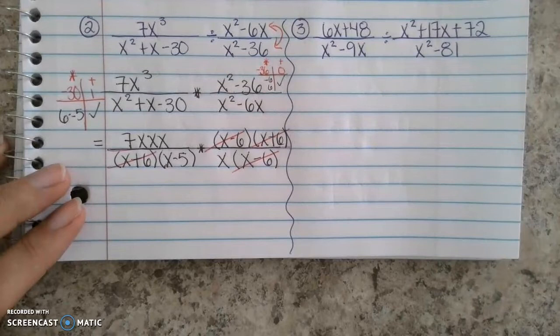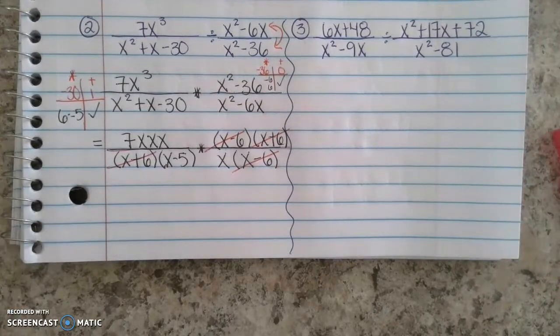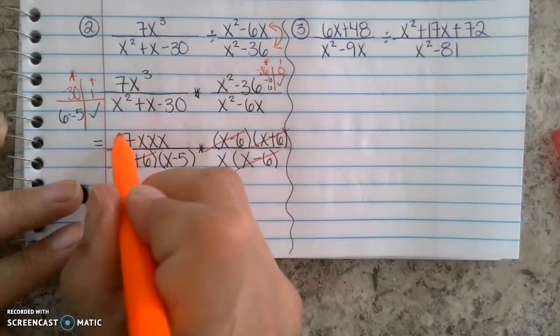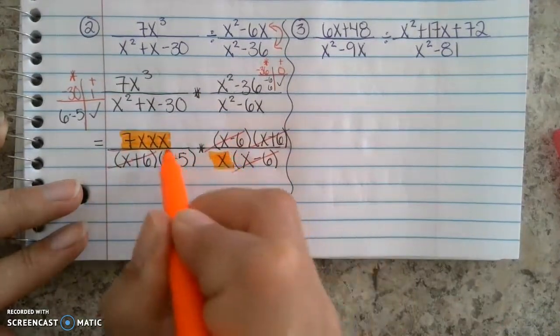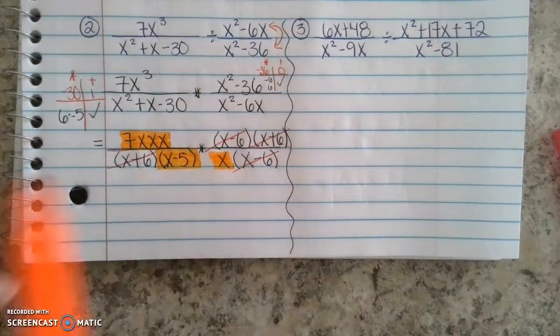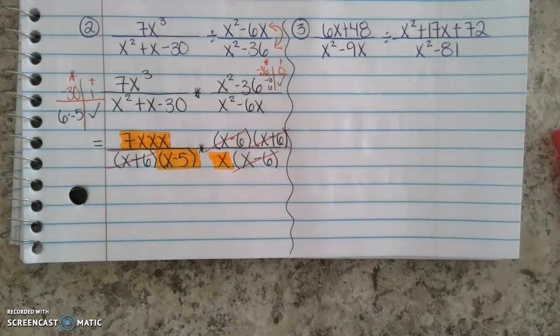And hopefully you're seeing something. We've got some leftover pieces here. I've got this 7 with 3 x's, and I've got this x and this x minus 5. These are my leftover pieces. So take a look at that. Is there anything that's the same on top and on bottom that we could continue to cancel?